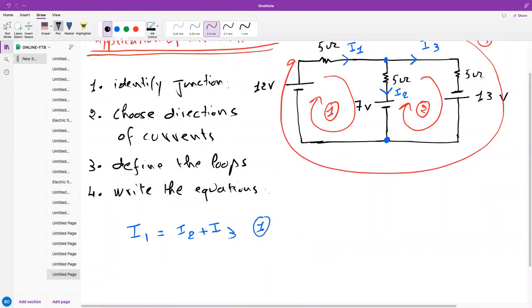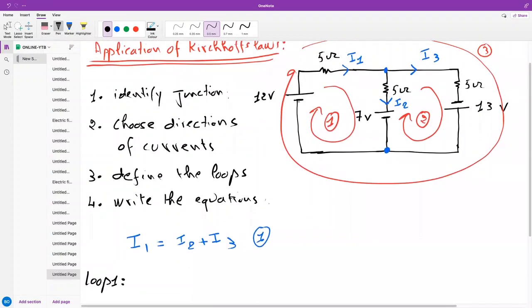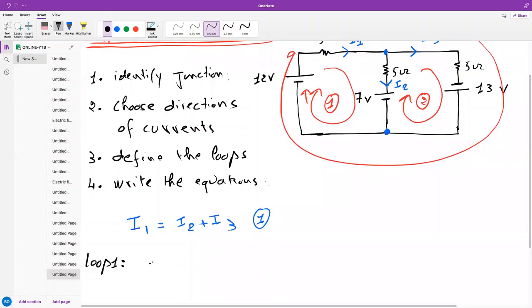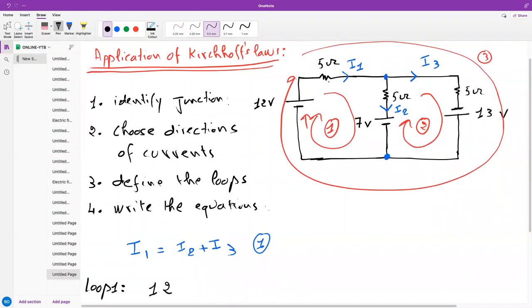Then let's go to the loops. Equation of loop number 1. Remember, what we have seen is when the loop goes from negative to positive in the battery, it will be positive. And if it is going in the same direction as the current across a resistor, it will be negative. So let's apply this. Loop number 1 is going this way. So across the 12 volt, it will be plus 12.